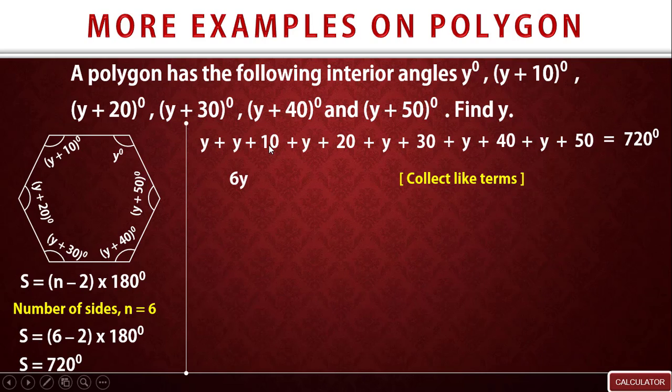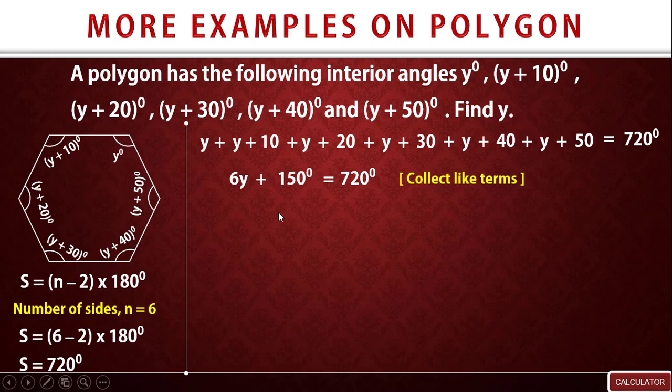Then the next one will be the plus 10. Take it with the plus 20, that will give plus 30. Then plus 30, then plus 30, that will give plus 60. Plus 60 plus 40 will give plus 100. Plus 100 and this plus 50 will give plus 150. So we have plus 150 degree. You can use your calculator to check that out. Then equals our 720 degree.